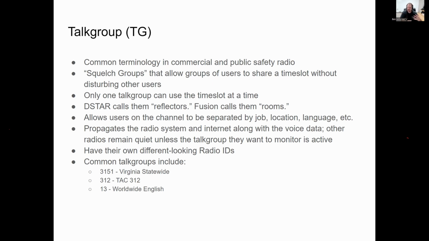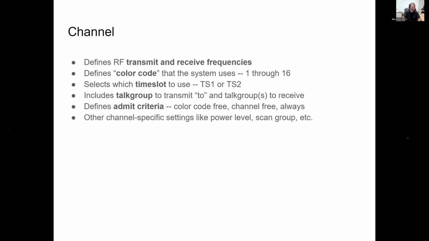We'll get to a little bit more on internet interconnection in a while, but 3151 is a common talk group ID to use to talk to Virginia statewide, and people hang out in that room. TAC 312 is another one, and there's another one called Worldwide English, and you can get a sense of how busy that channel is with internet connections.